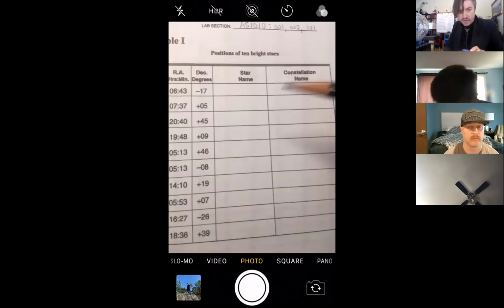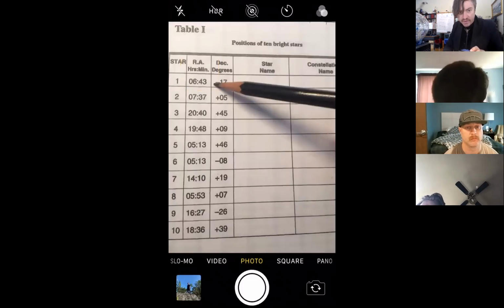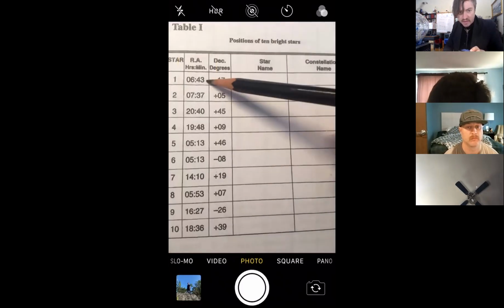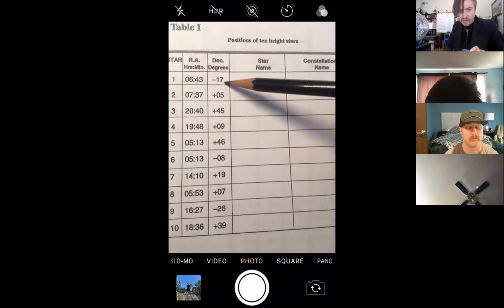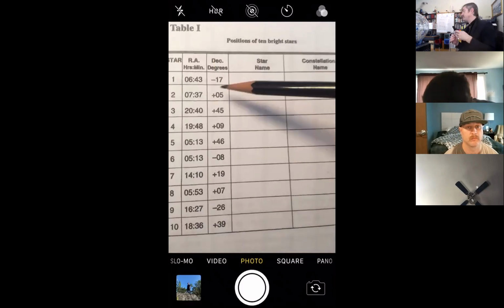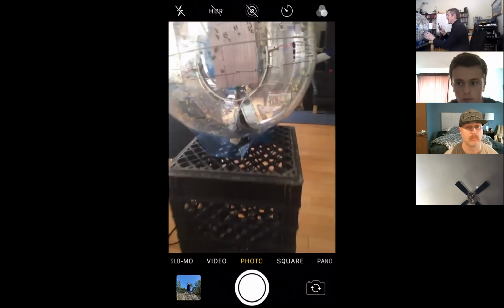Let's get right to it and see what we can do. Our first star has a right ascension of 6 hours and 43 minutes, a declination of minus 17 degrees. So let's go over to 6 hours and 43 minutes, okay?